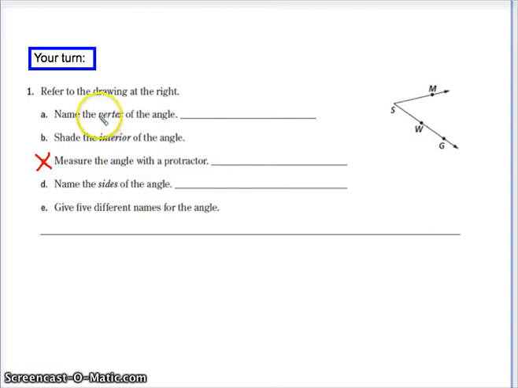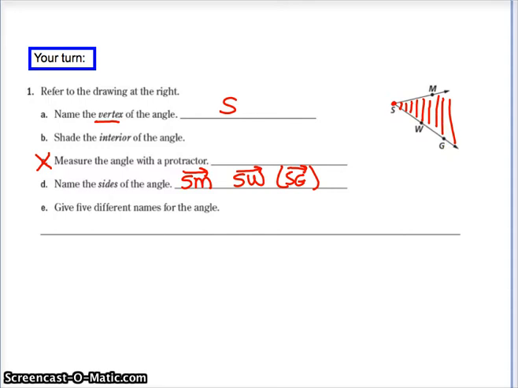All right, now the vertex of this angle is where the two rays come together, and that would be right there at S. The interior of the angle, that's the inside here. We were asked to shade that, so there's the interior of our angle. The sides of the angle. One side of the angle is ray SM, and it's important to label it as a ray. And the other side is ray SW. You could have also called that SG. All right, there's two possible names for that side.